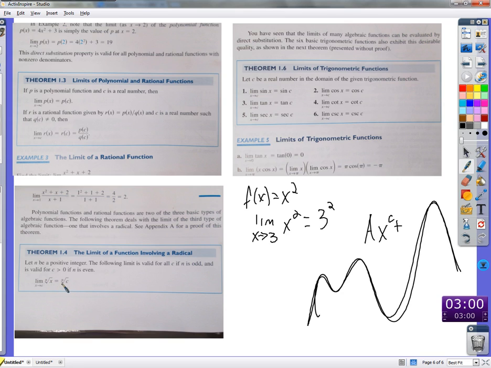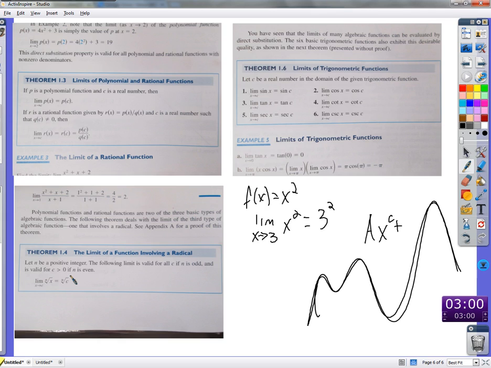When do you have trouble? What C values would cause trouble in an even root? Negative numbers. So then C would just have to be a positive number, which is what this is saying: C is greater than zero. You see what they're doing? They're just defining these functions that are, quote, well-behaved, and they're making sure that the C values are such that you don't wind up getting a denominator of zero or an even root of a negative number.